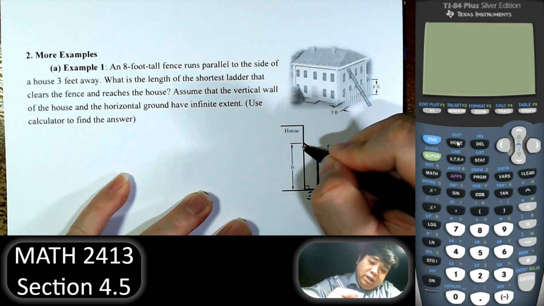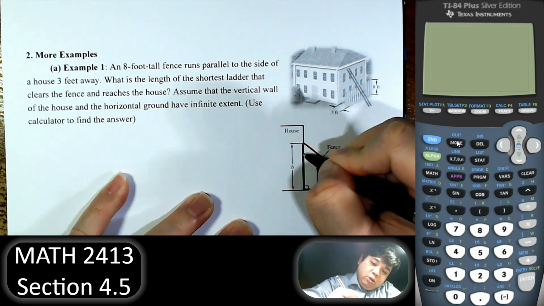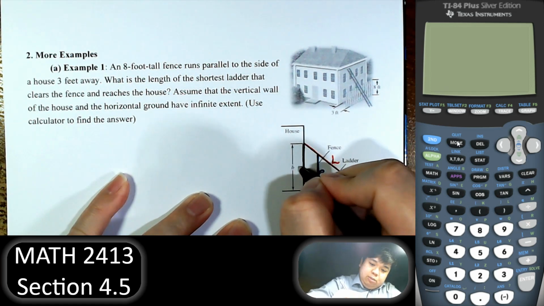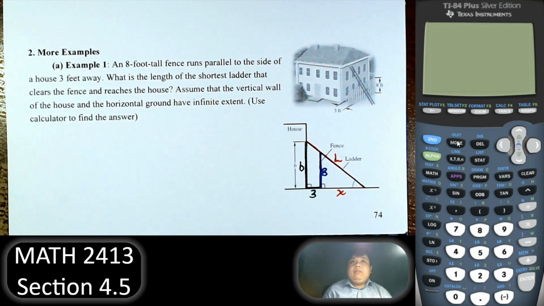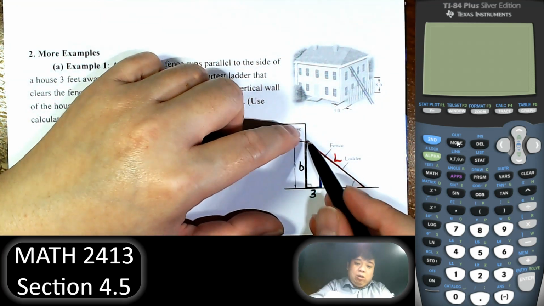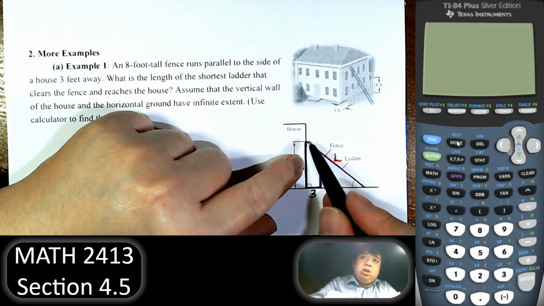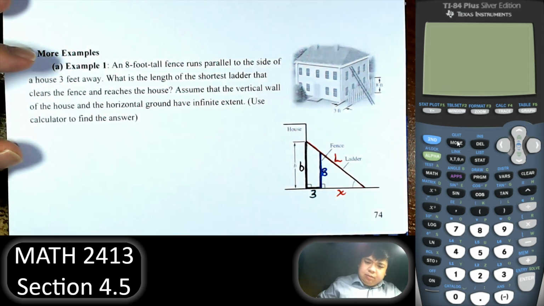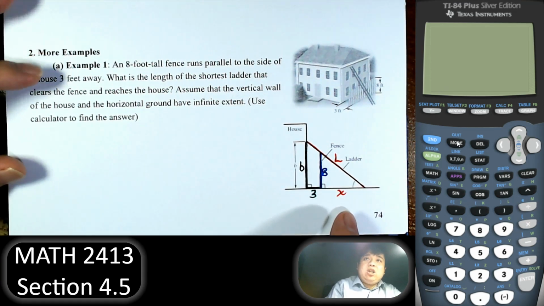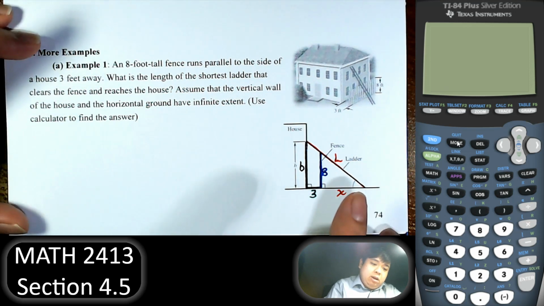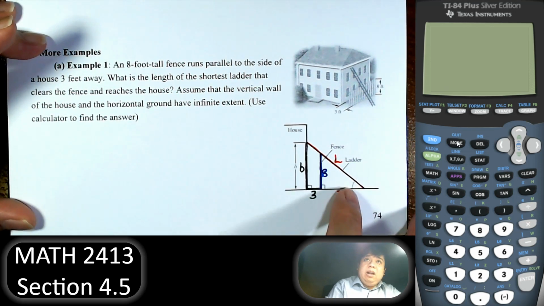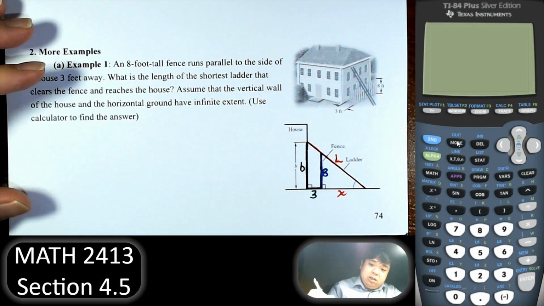But the intermediate step we need to identify is this b, which is the distance from the ground to the wall where the ladder touches the wall. Right, now, of course, we're trying to find the minimum length of the ladder. So the problem is minimize L.